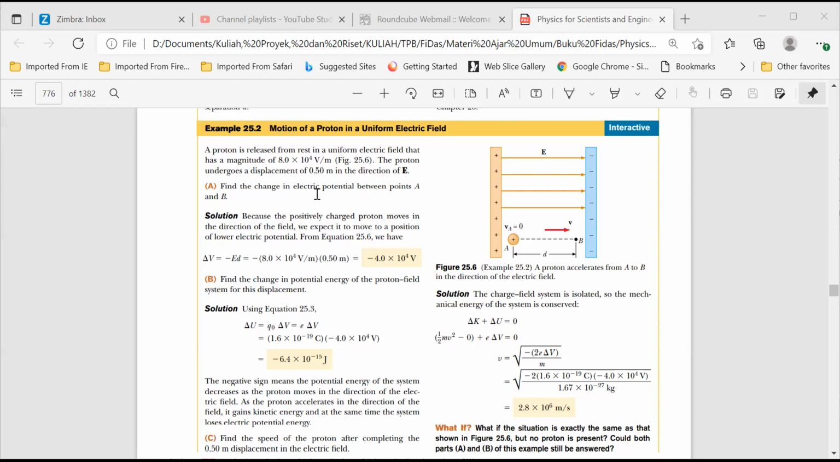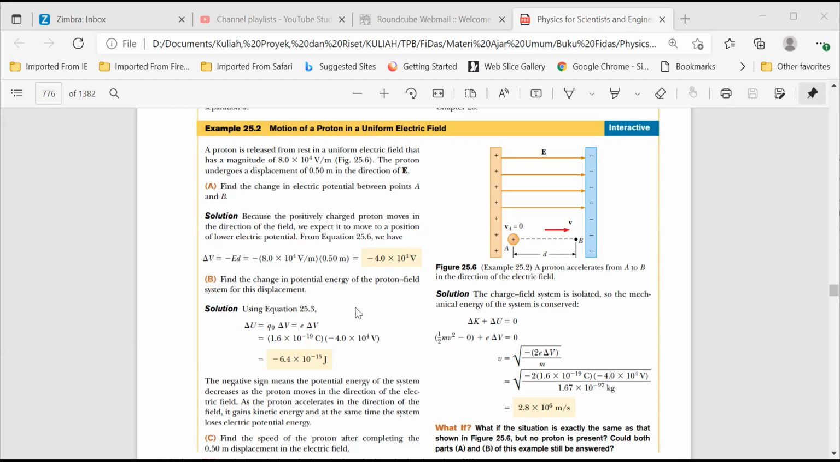Find the change in electric potential between point A and B. So point A here, B here. So this D here equals 0.5 meter.